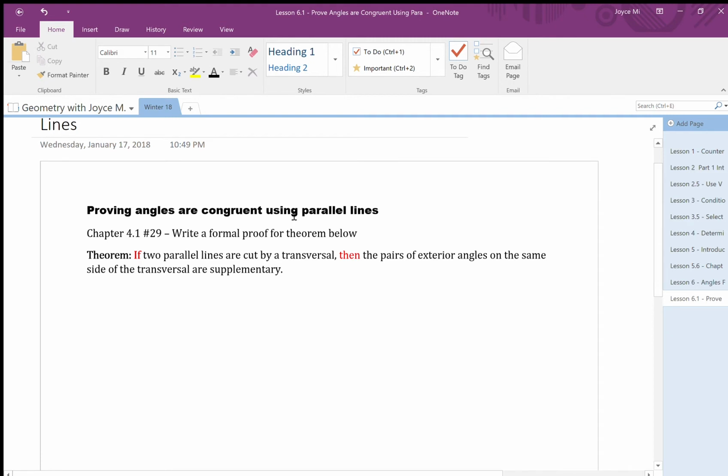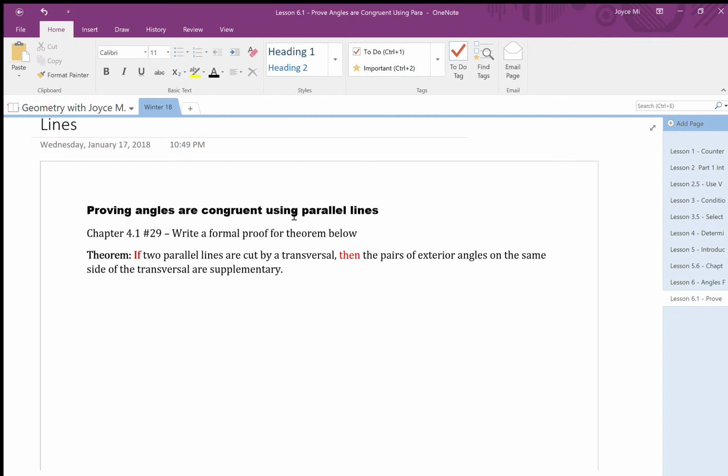Let's read the theorem first. The question asks me to make a formal proof of the theorem. If two parallel lines are cut by a transversal, then the pair of exterior angles on the same side of the transversal are supplementary. Before I can do that, I need to write my given and my prove statement using the theorem. So let's draw a picture and write the given.